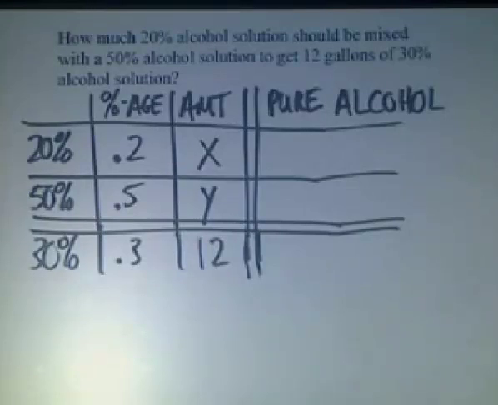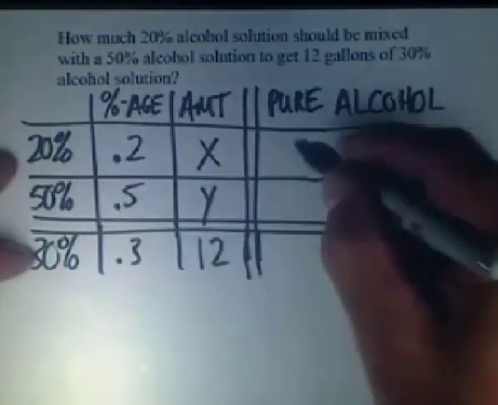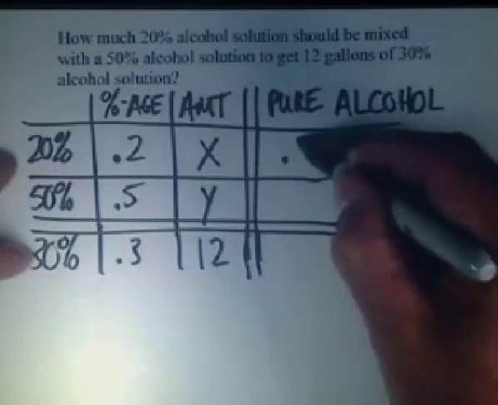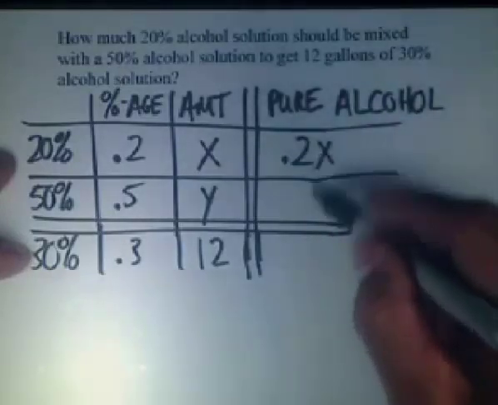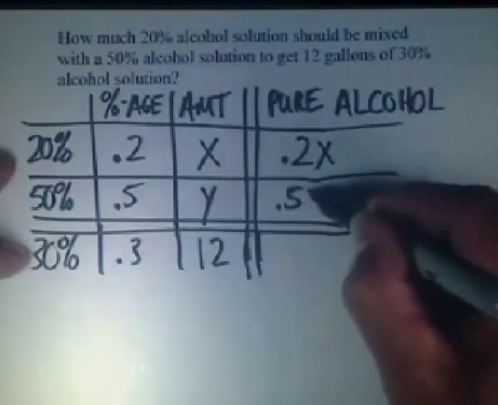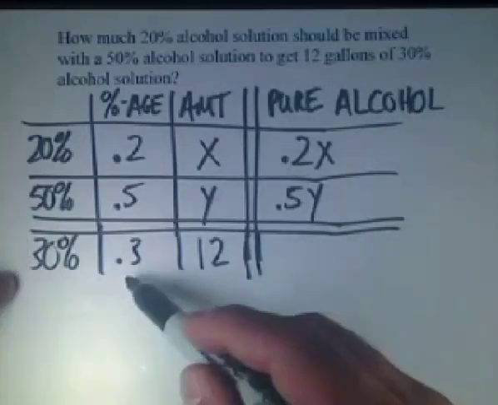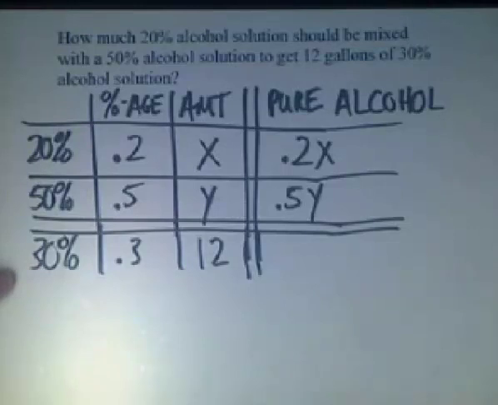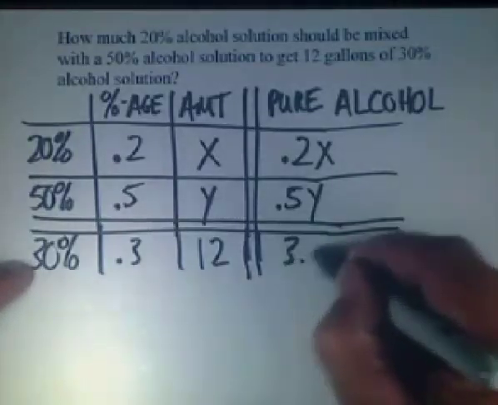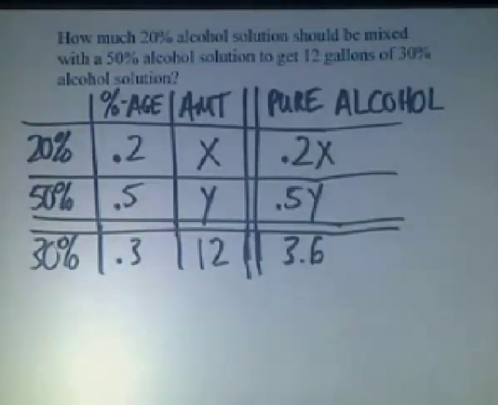Now here's a nice little trick. We're going to multiply straight across our rows here to find out the amount of pure alcohol in each substance. 0.2x, 0.5y, and then multiplying across our bottom row as well will give us 0.3 times 12, and from that we end up with 3.6. Now from this chart we can set up our system.